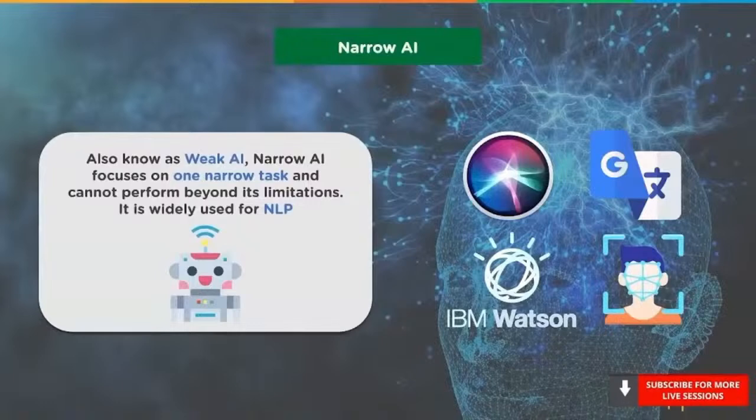Other examples of narrow AI include Google Translate, image recognition software, recommendation systems, spam filtering, and Google's page ranking.